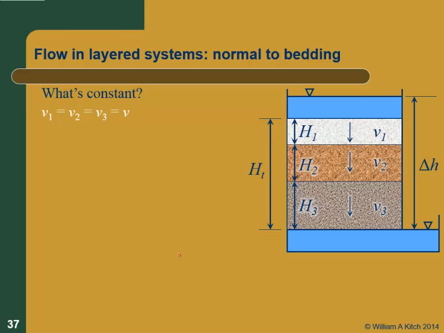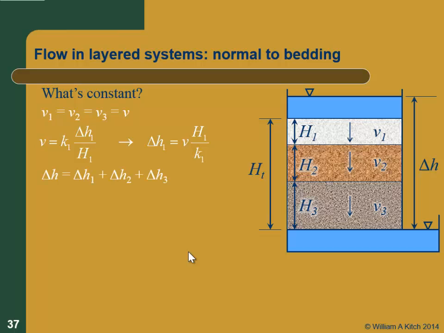So V1 is equal to V2 is equal to V3 is equal to the velocity of the whole system. Right? And we know that V is equal to K times the gradient. So delta H1, if I knew the head loss in the first one, that's going to be equal to V times H divided by K.